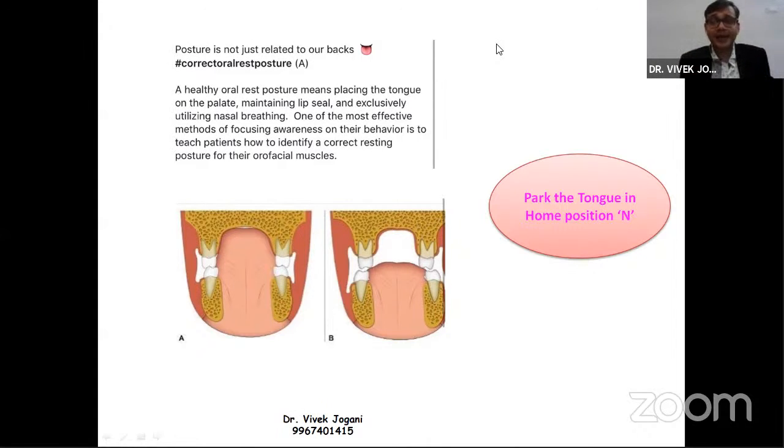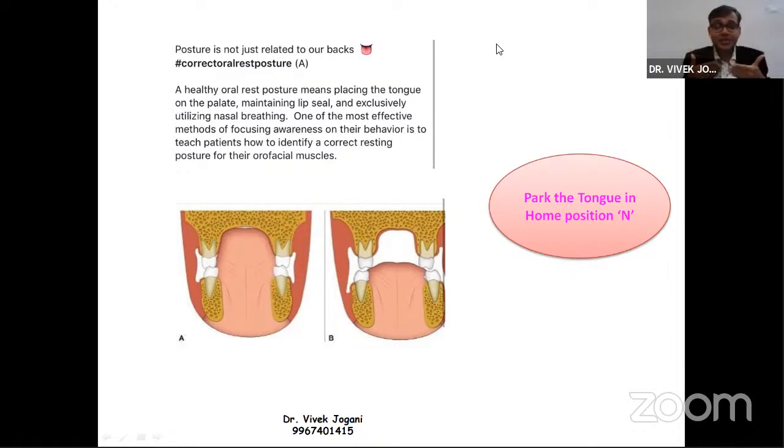Say the alphabet N with me. N. Repeat the alphabet N with me. N. Now, when you say N, where did the tip of your tongue end? It just ended in front, just behind your upper front teeth on the inner side, on the palate. That is the home position of your tongue. That is the position where your tongue is resting, the parking lot for your tongue.